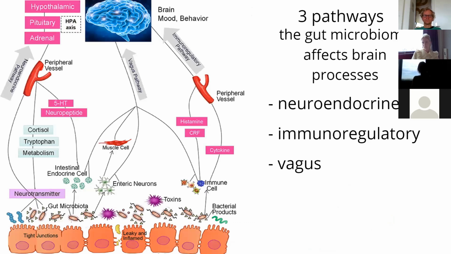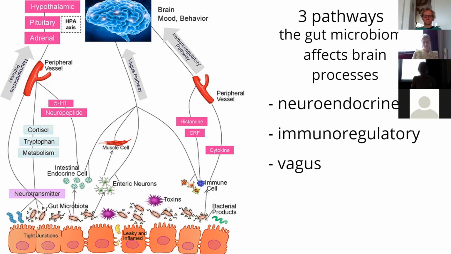So there's three main pathways which are part of this microbiome gut-brain axis. These are the neuroendocrine pathway, the immunoregulatory pathway, and the vagus nerve pathway. But we decided to focus on the neuroendocrine and the immunoregulatory pathways because we wanted to focus on the endocrine and immune systems and how they work to regulate different hormones that are important for a regulated sleep cycle.